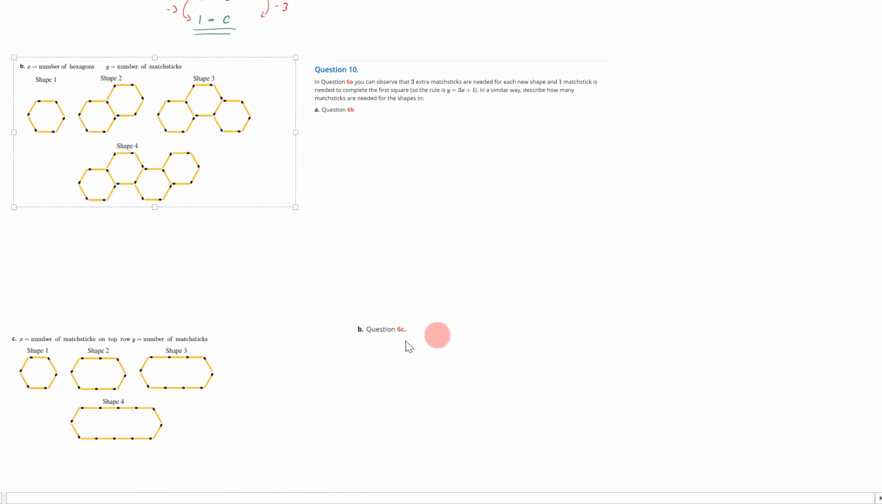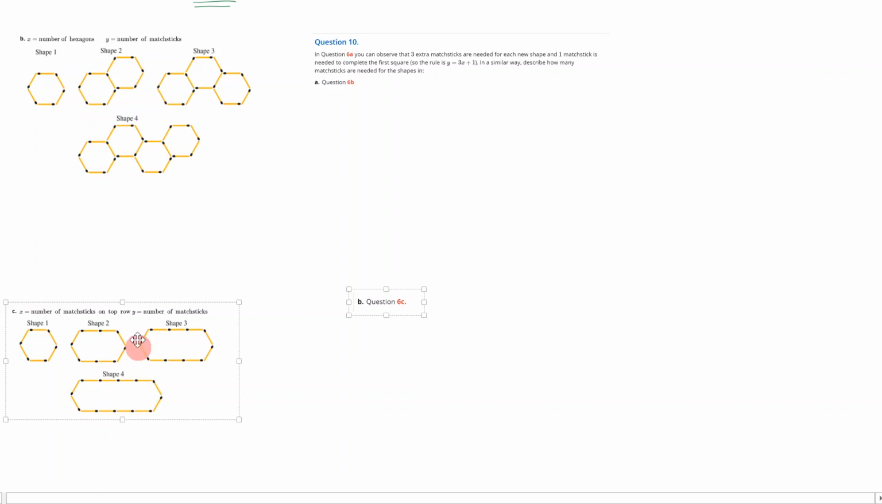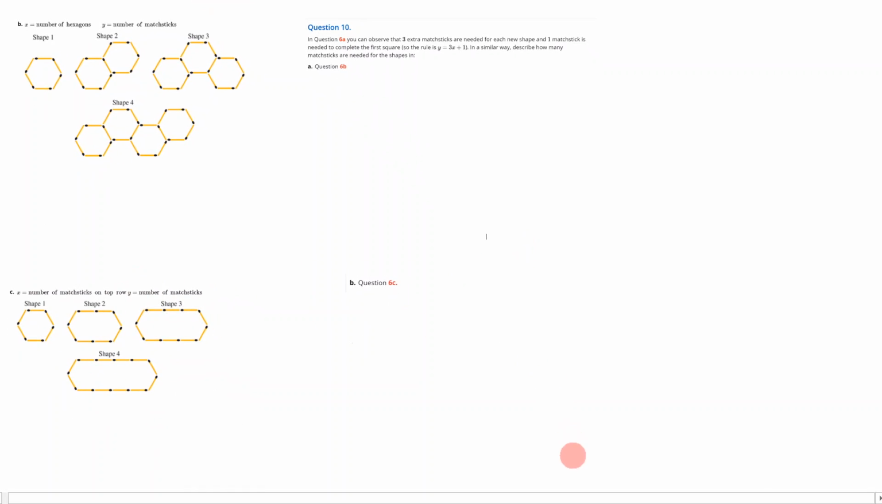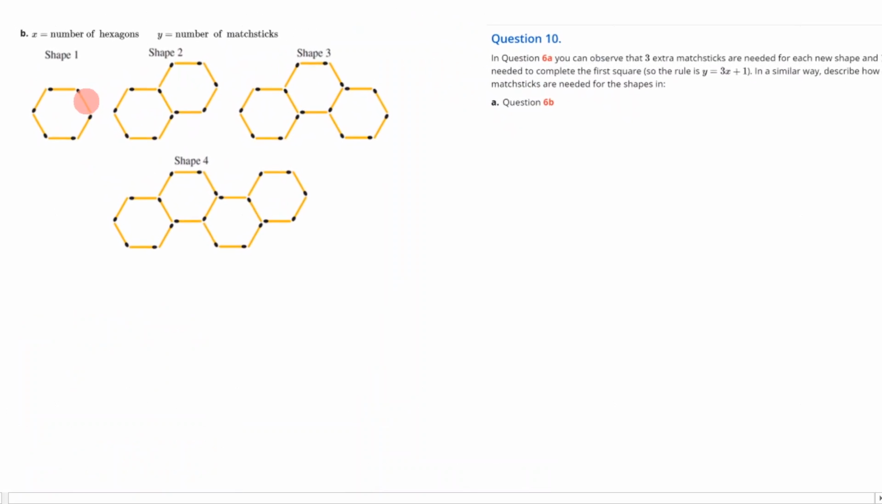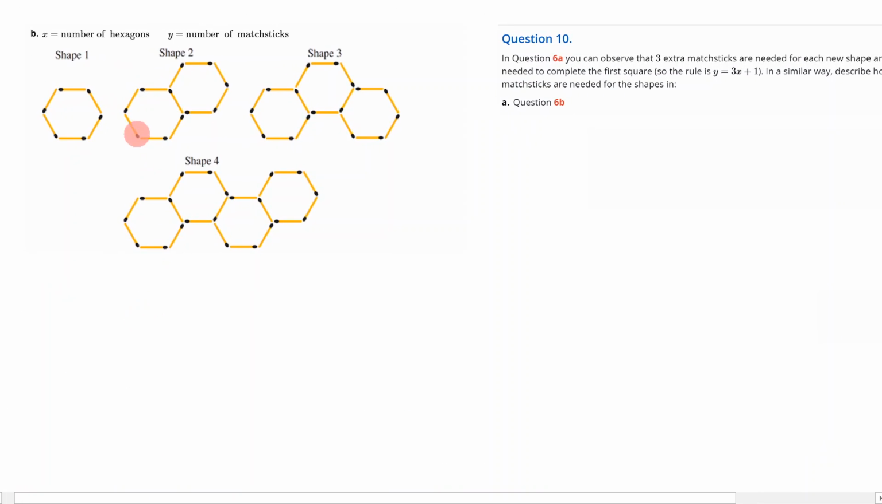I'm going to have to do a bit of rearranging. I think I'm going to have to move everything here down. Oh, give me 1 second. Let me move that down. All right, because I'm going to need a bit more room. We're going to do the same thing we did above. So we need to create a table of values for this before we can create our rule. So remember, X is the amount of hexagons this time, and Y is the amount of matchsticks that we have. So I'm going to rule it up like this. And let's begin.